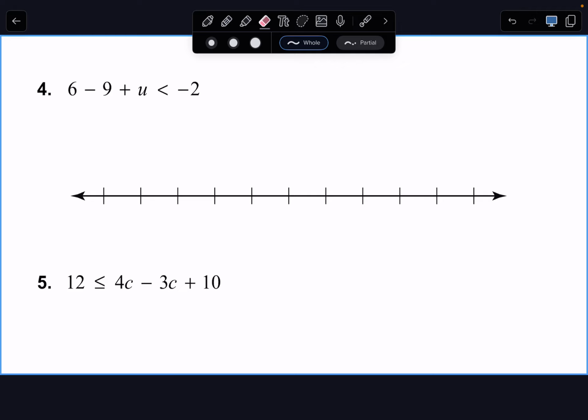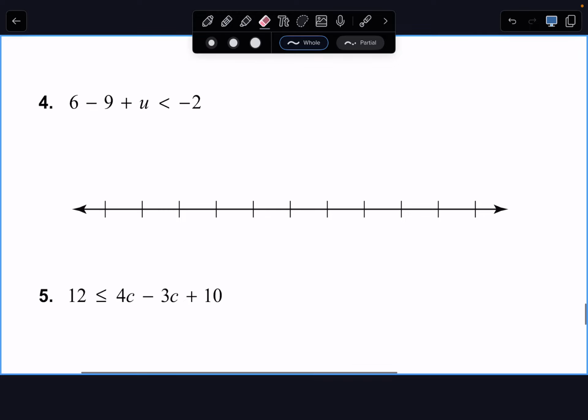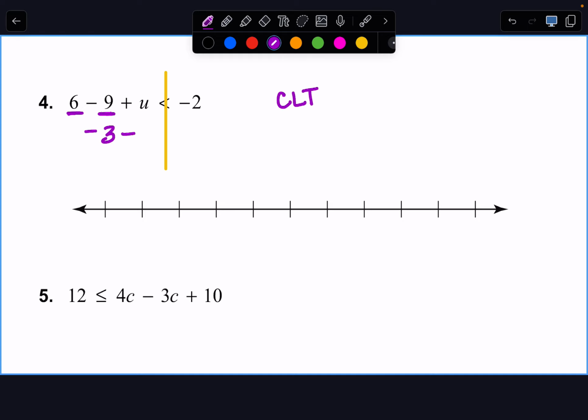What do you think we need to do first? We need to combine like terms. Just like we did with equations, you better combine like terms before you start moving things over. Okay? So I'm going to draw my line just for emphasis, and I'll draw it yellow so it's not super bright. Okay? Notice how we have 2 things alike on the same side. So we can take 6 minus 9 to get negative 3 plus u is less than negative 2.